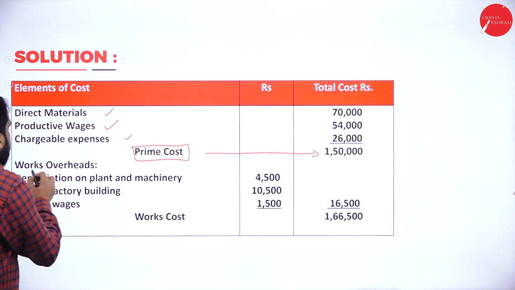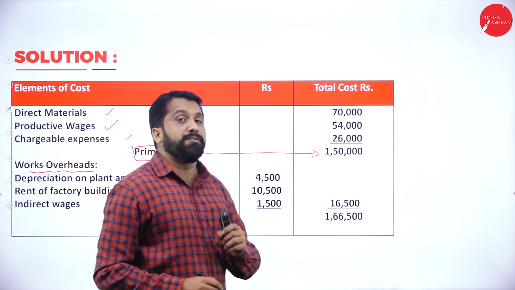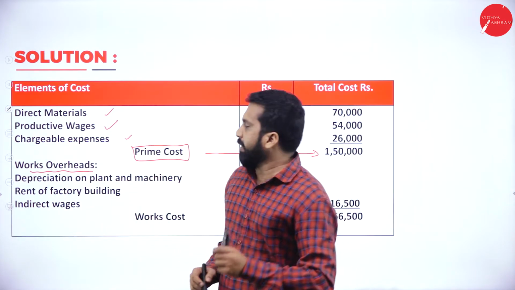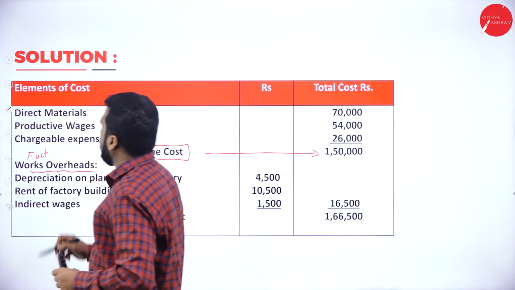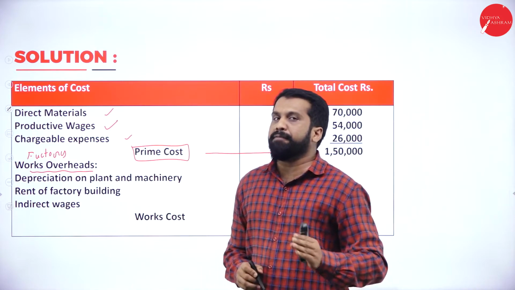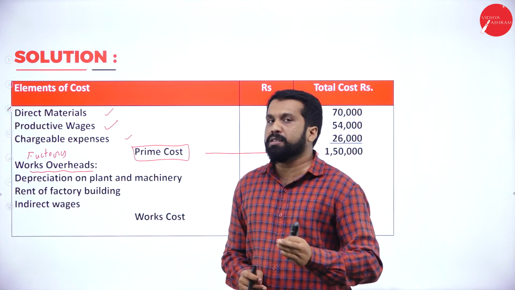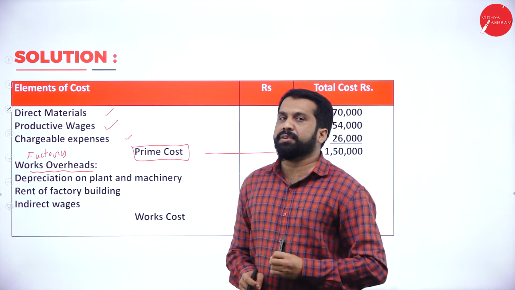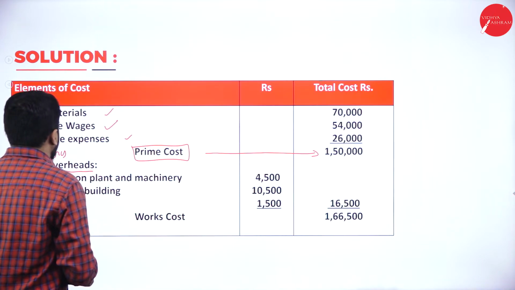Your factory overhead. Factory overhead also we call it as works overhead. So you can write it as factory overhead. It is left to you. You can write factory expense also, factory overhead also, works overhead also. Anything you can write.